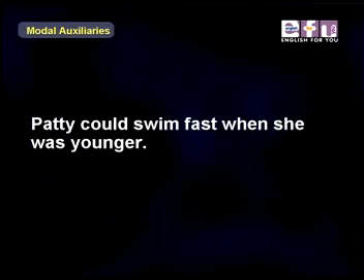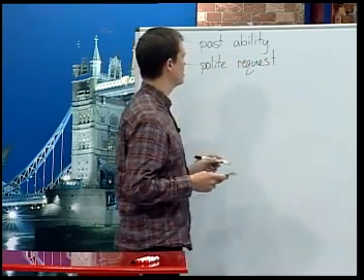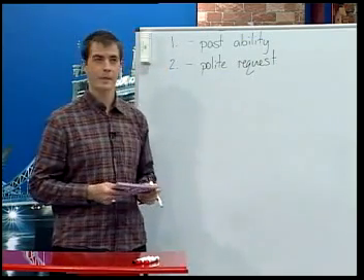First sentence, we used could for past ability. Past ability. Patty could swim fast when she was younger. Okay, the second sentence, it's also used for a polite request. So, just like might, we can also use could for a polite request. Could I put my boat in this marina? Okay, the third sentence, we're using could to make a suggestion.